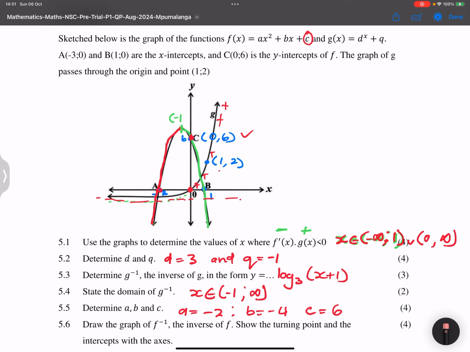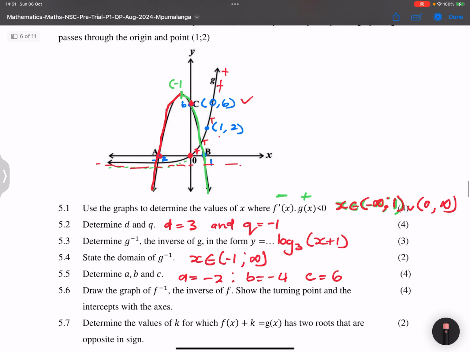You've got 2 points, and so you can solve simultaneously. Now, they say to us, draw the graph of the inverse of f. Show the turning points and the intercepts. So guys, we just need to always be mindful when we are drawing the inverse, and this is the inverse of a parabola. Which means everything that happens on the x on the original graph happens on the y.